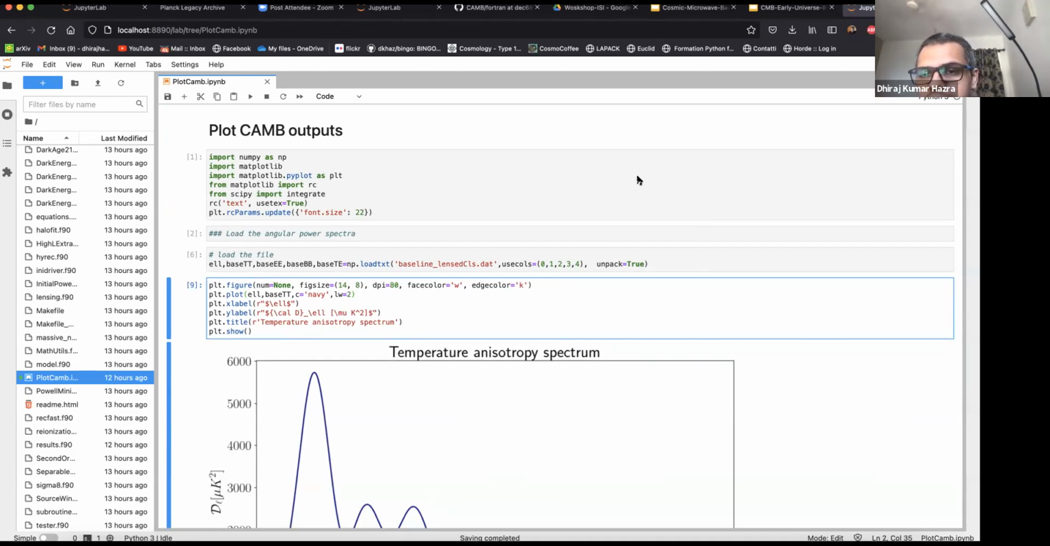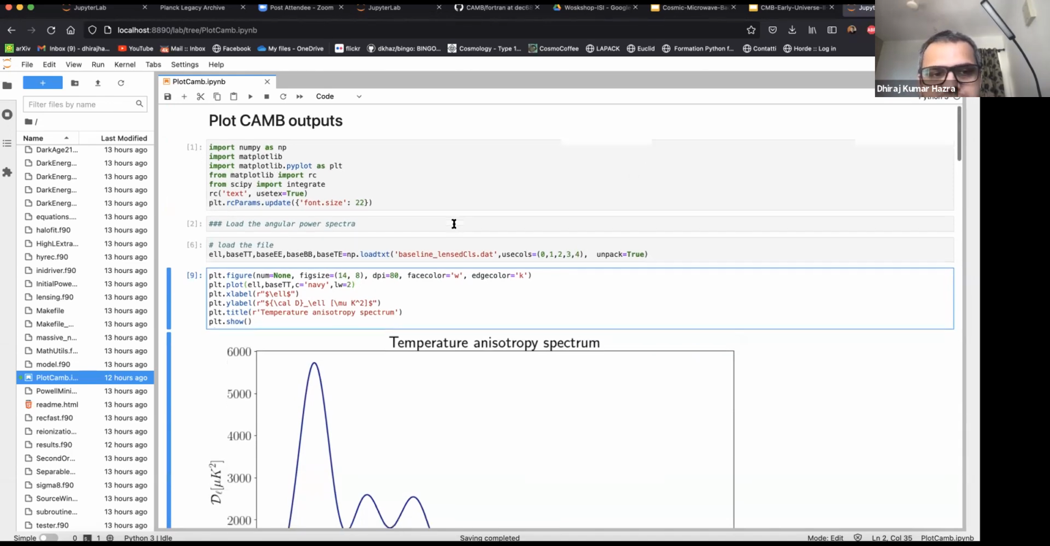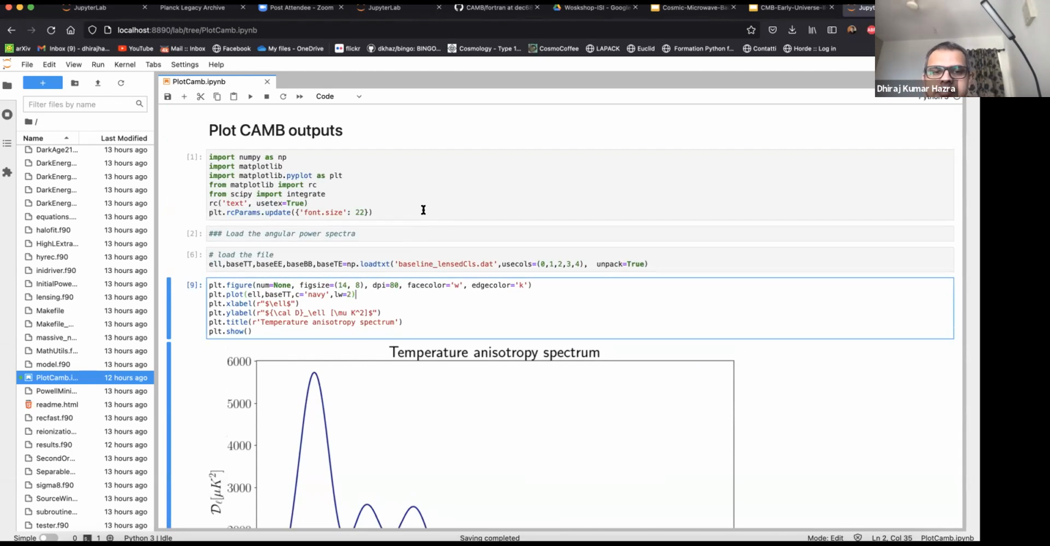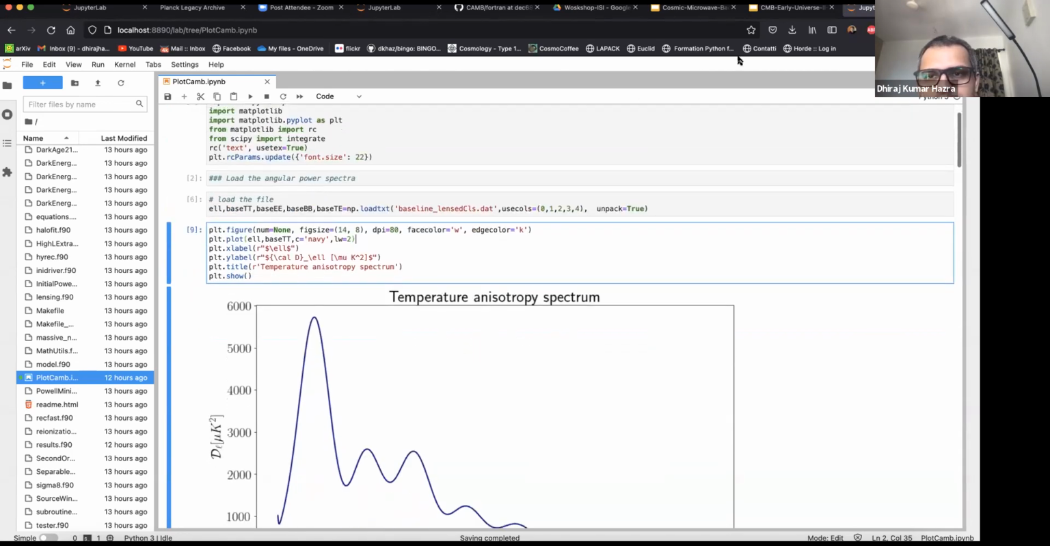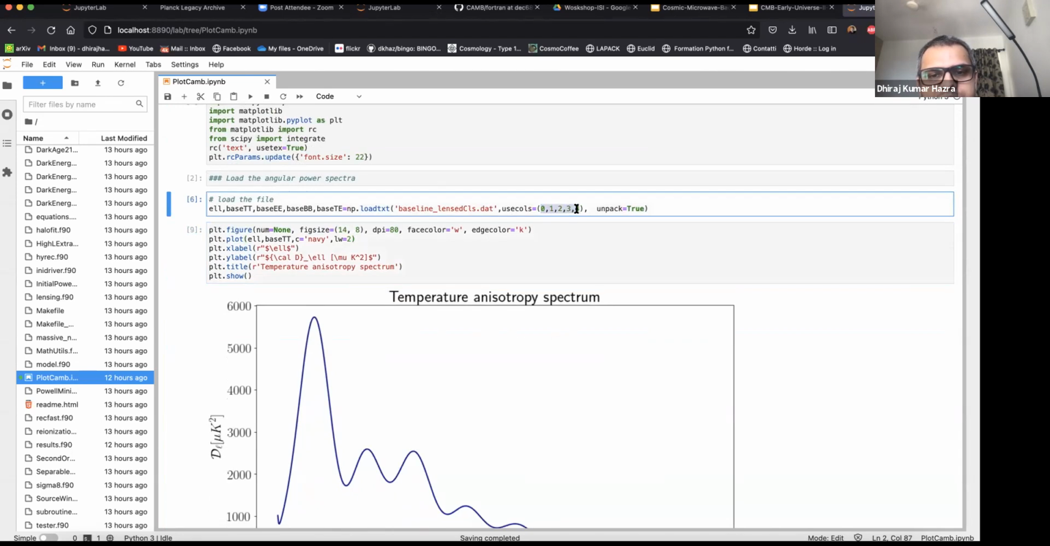Now I'm going to a different topic, and I have already provided you the plotting notebook. So just get the plotting notebook and open it with JupyterLab. What I'm doing is loading this file, baseline_lenscls.dat, that you have already computed using CAMB, and it has 5 columns: L, DLTT, DLEE, DLBB, DLTE. I am defining them as baseline TT, EE, BB, TE, and plotting them here.